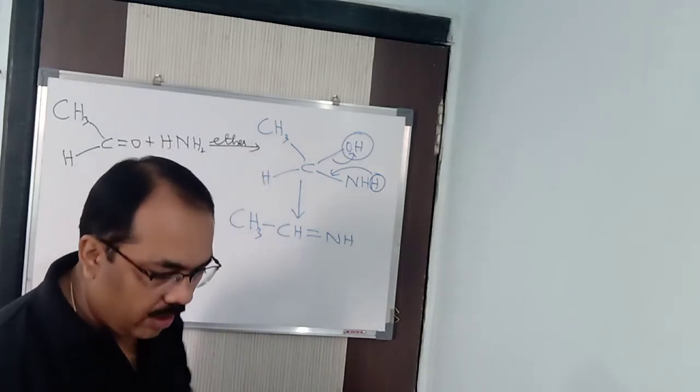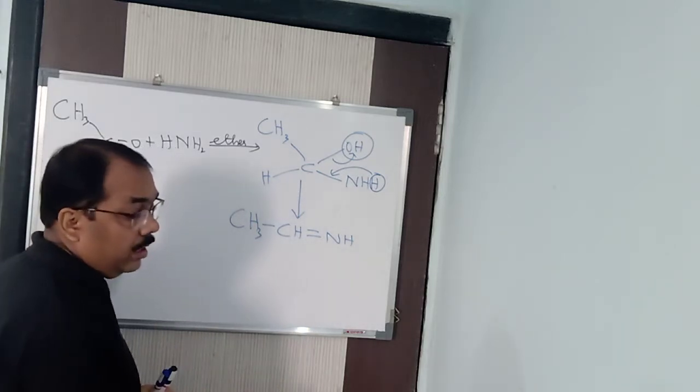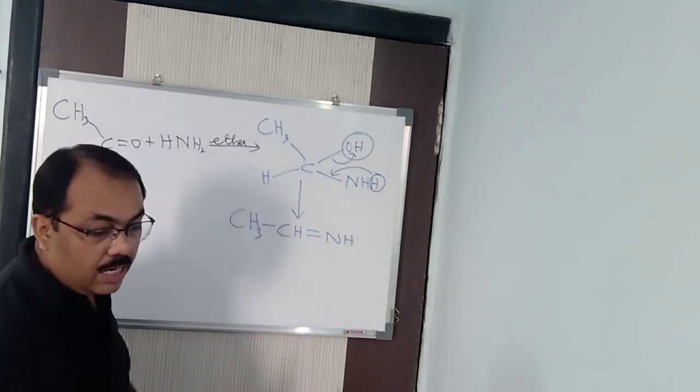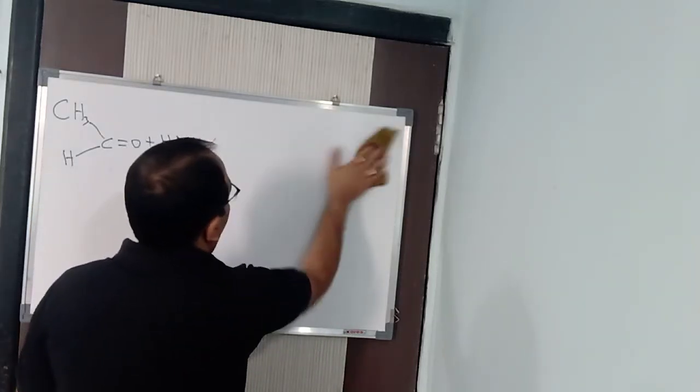Understood? Okay, fine. So we got here what we can say acetaldimine. A product is formed which is known as acetaldimine. We can say that. Clear? The product which is being formed here.